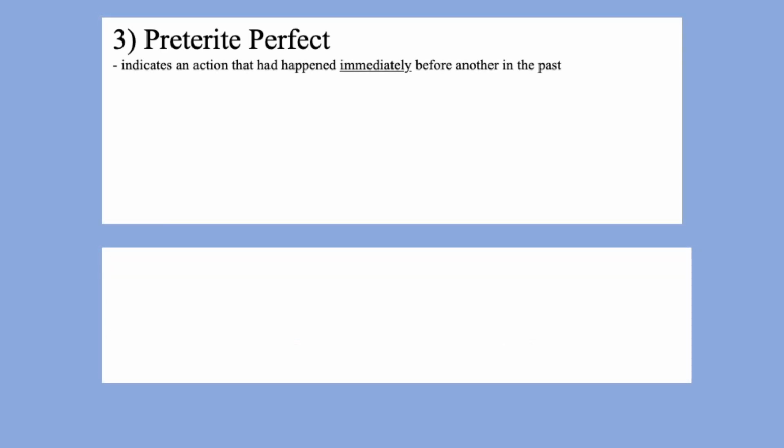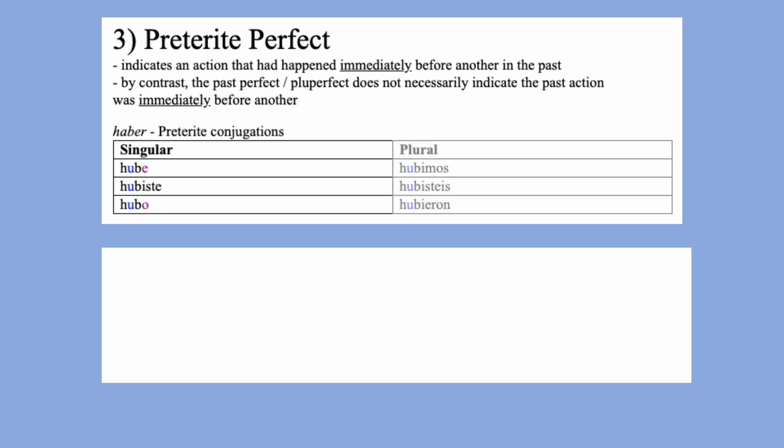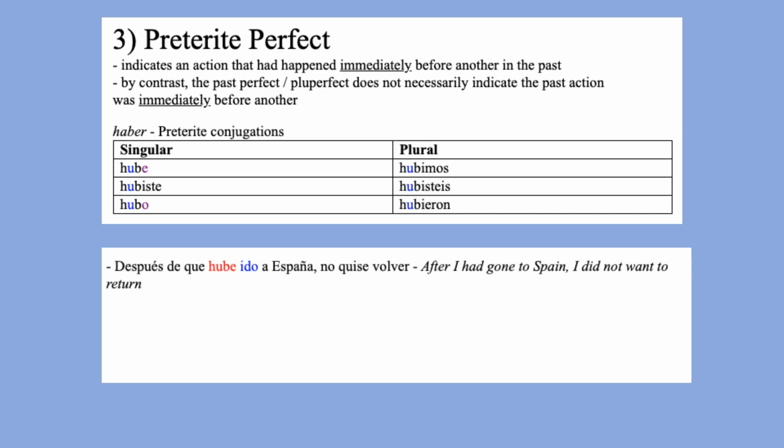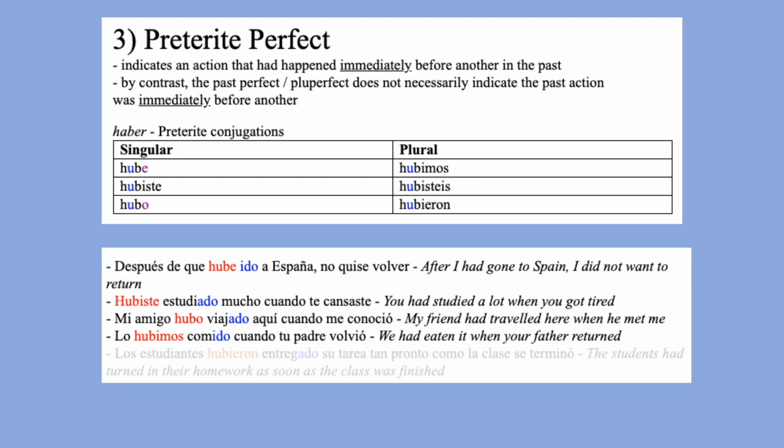The preterite perfect indicates an action had happened immediately before another in the past, whereas the past perfect or pluperfect does not necessarily indicate that the past action was immediately before another. Después de que hube ido a España no quise volver. Hubiste estudiado mucho cuando te cansaste. Mi amigo hubo viajado aquí cuando me conoció. Lo hubimos comido cuando tu padre volvió. Los estudiantes hubieron entregado su tarea tan pronto como la clase se terminó.